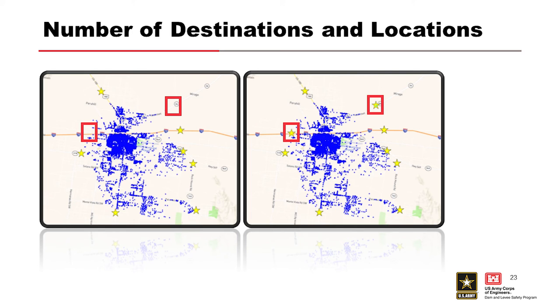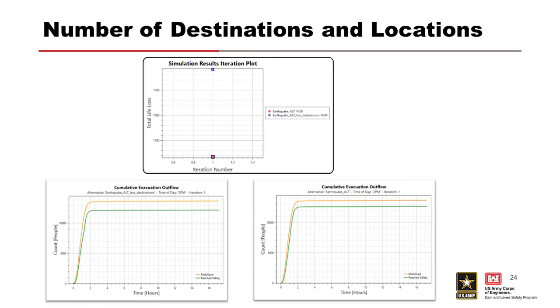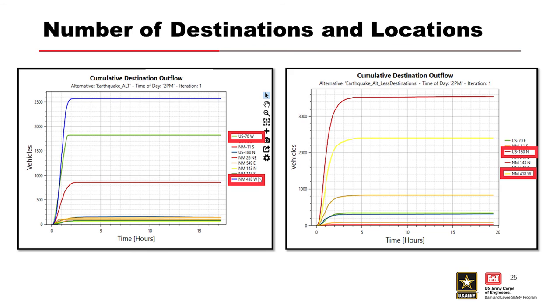Here is a plot graph example of destinations and locations. These are example graphs for destinations and locations, for simulation results and cumulative evacuation outflow. These graphs show the cumulative destination outflow.